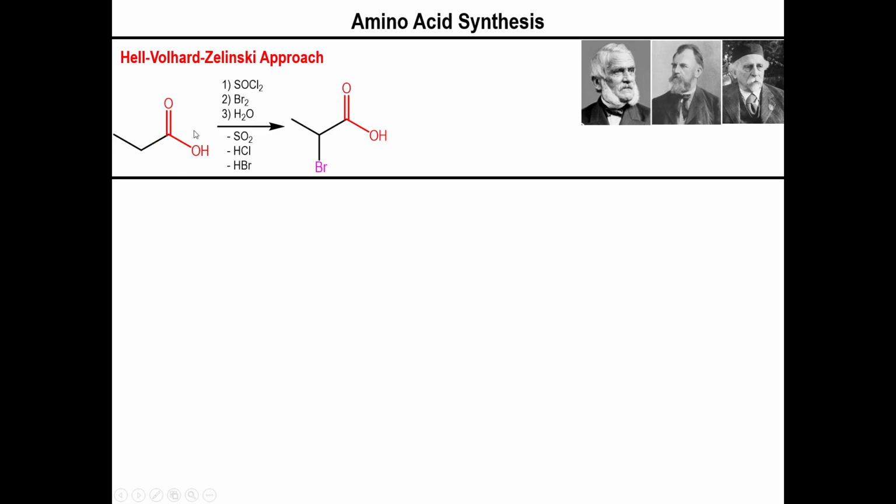In short, you take a carboxylic acid, you turn that into an acyl chloride with thionyl chloride, you expose that to bromine, elemental bromine, which brominates the alpha position, and at that point you quench the reaction with water to end up with the monobrominated carboxylic acid. That molecule can then be treated with excess amine to undergo an SN2 reaction that displaces the bromide for an amine group. And at that point, you have yourself an amino acid.